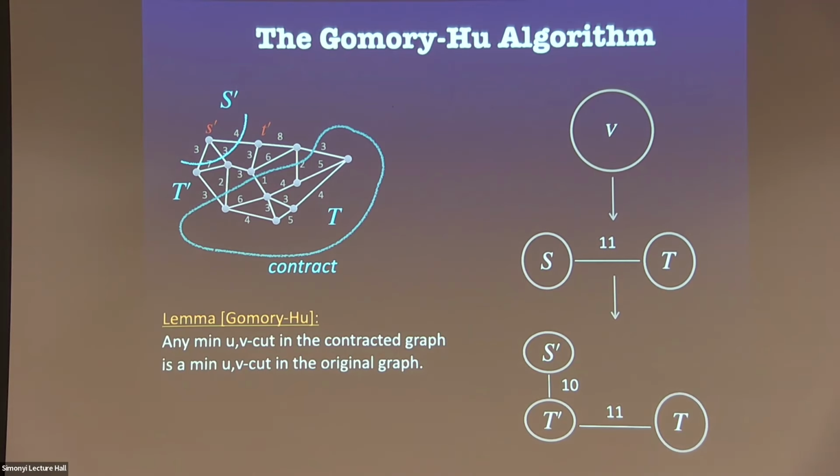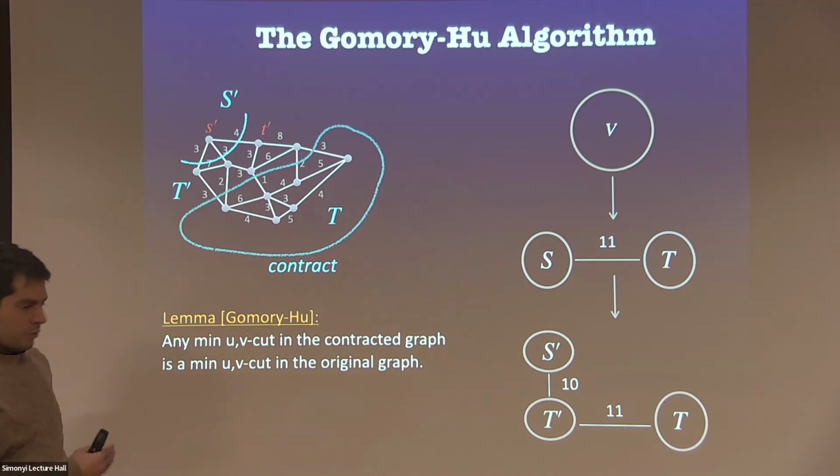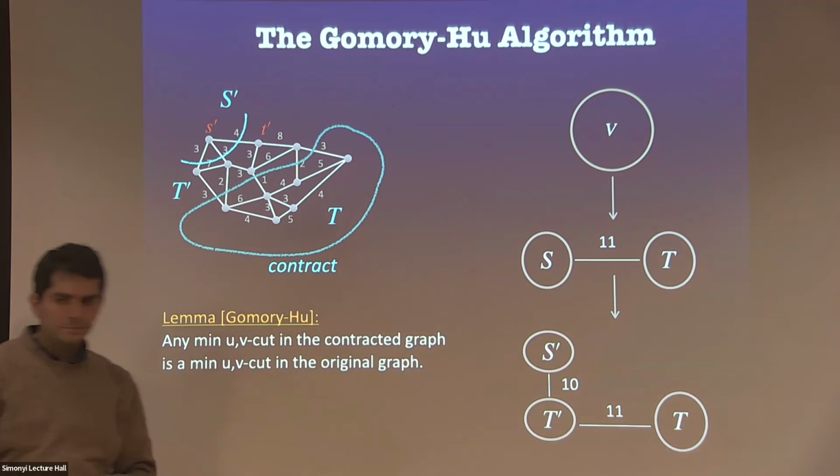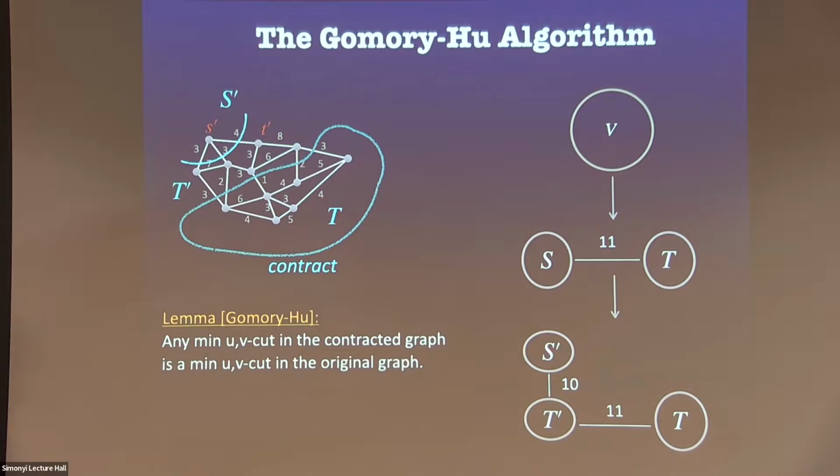The partition may not be balanced. Yes, we wish it was balanced. I'll get to it in the next slide. But the fact that this is correct, that this contraction doesn't cause you to get suboptimal cuts, is what's called the submodularity of cuts. It's a lemma from Gomory and Hu. It's very important. So that's it, that's the Gomory and Hu algorithm.